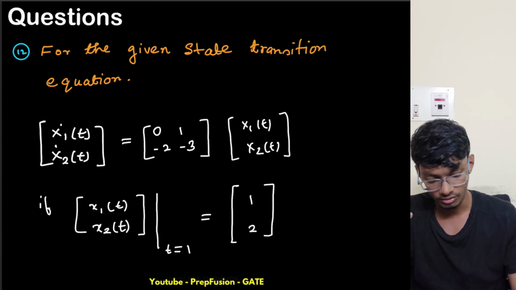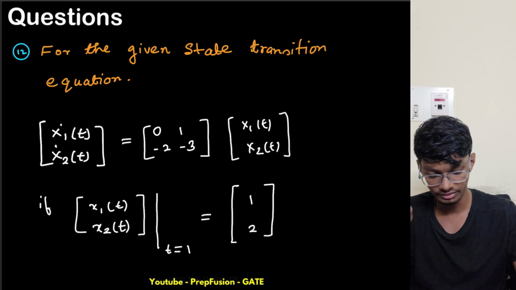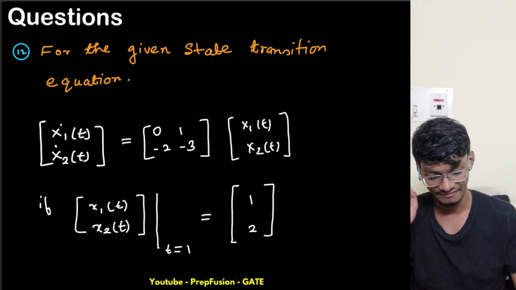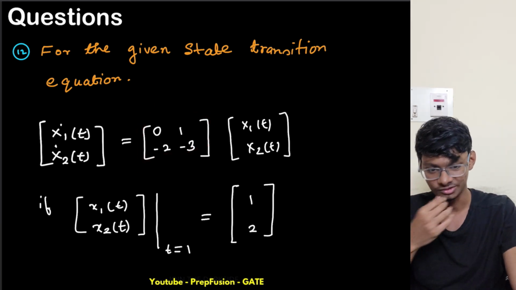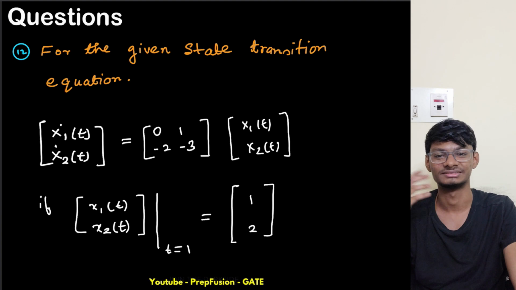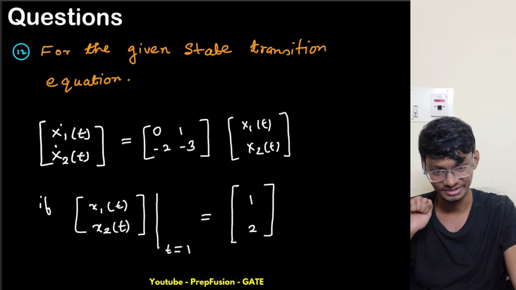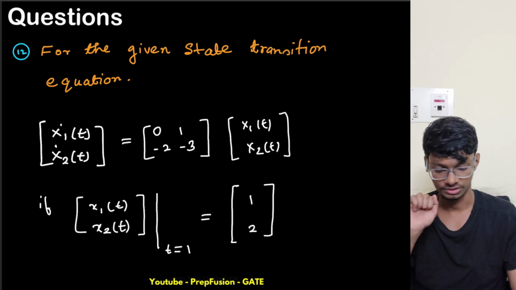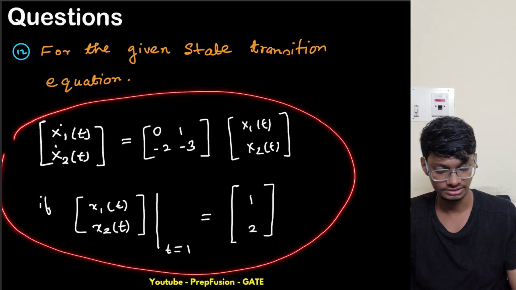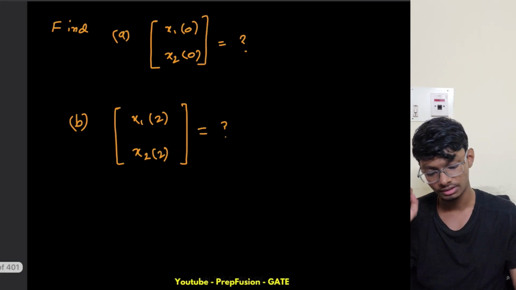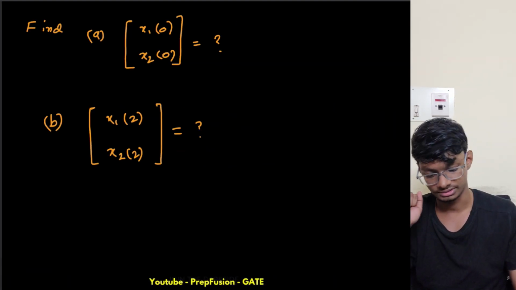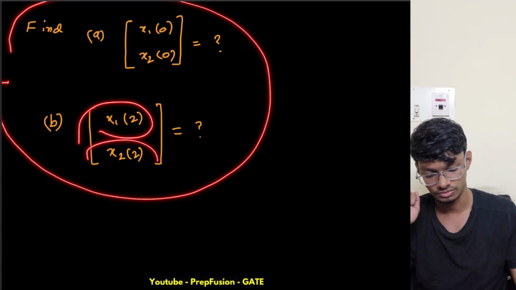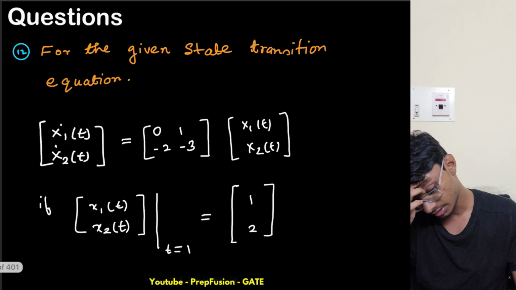Now let's solve a question. So we have been given a state transition equation, and this time I have changed the I. If we always solve the same way, then you will get bored, I will also get bored. So also read the question and solve it by yourself. The state transition matrix has been given. Note it down. Now what this is asking is to find x1 of 0, x2 of 0, and x1 of 2 and x2 of 2.